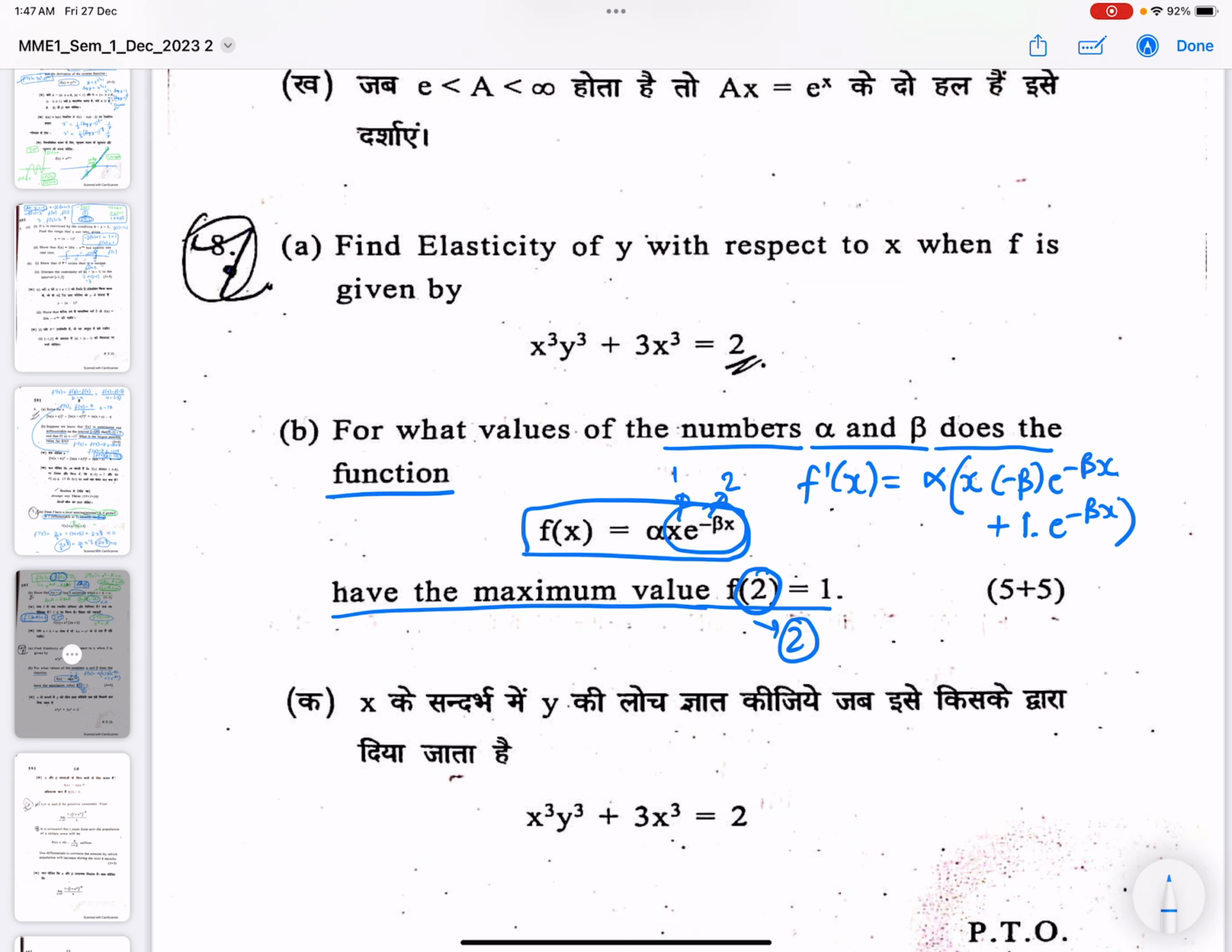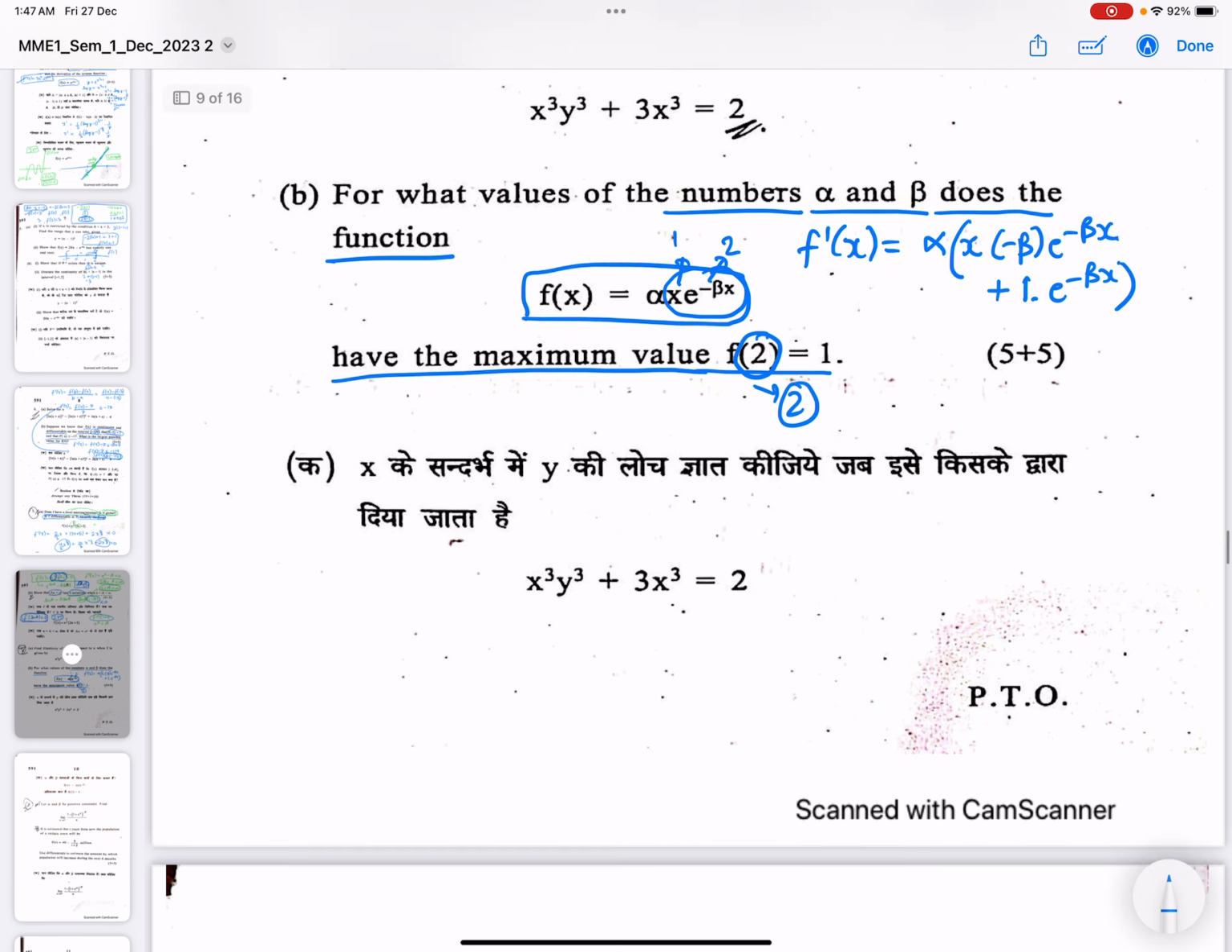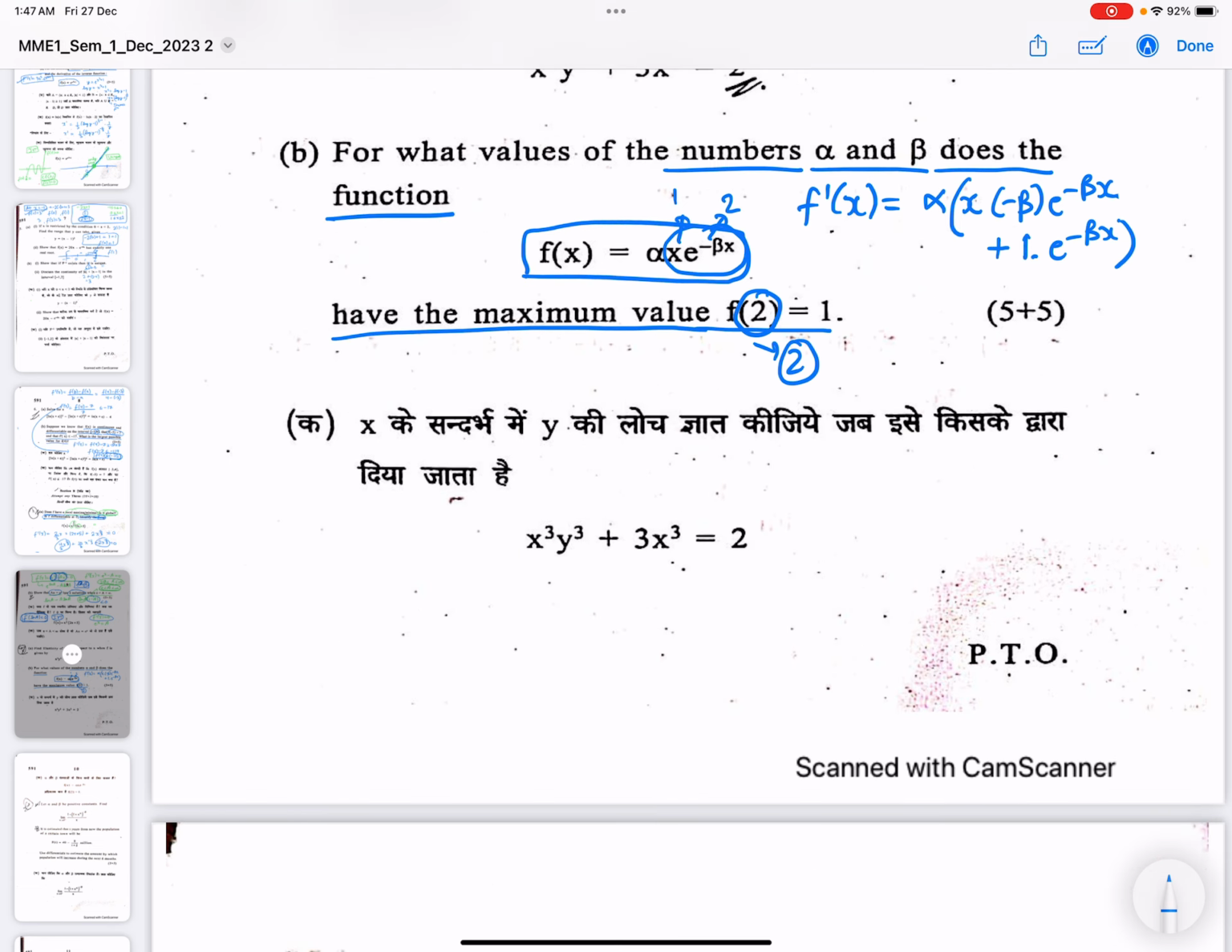Now if we solve this, I'll write it here. It is alpha x minus alpha beta x into e to the power minus beta x plus e to the power minus beta x. This is coming out to be 0. So if we take common, what we are left with is minus alpha beta x plus 1 equals to 0. This cannot be 0.